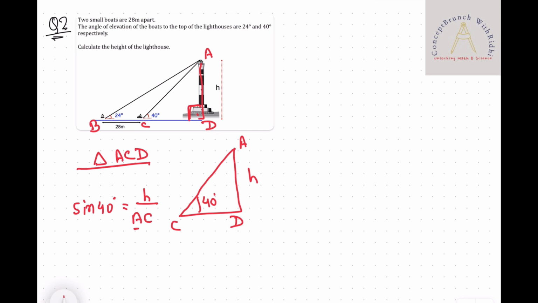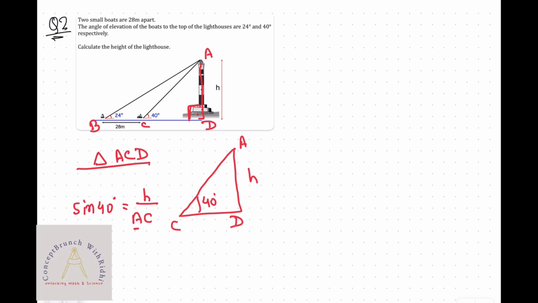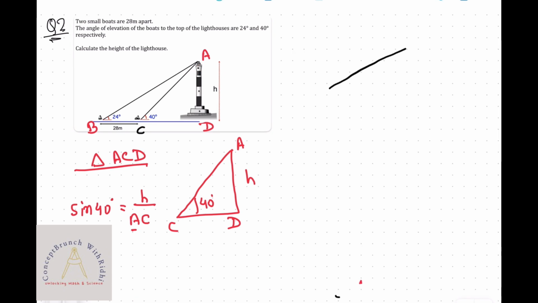Let's move to the other triangle, triangle ABC. This angle of 24 degrees is given already. Let this side be X because we have to find this value. This is 28. We should know one more angle before going ahead. For that, we'll take the help of triangle ACD to find this angle. How? Look, here it's 40 degrees.